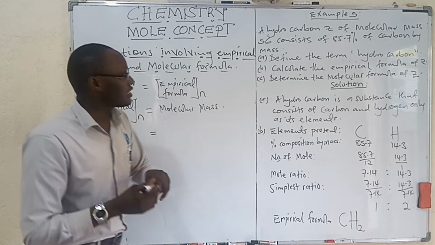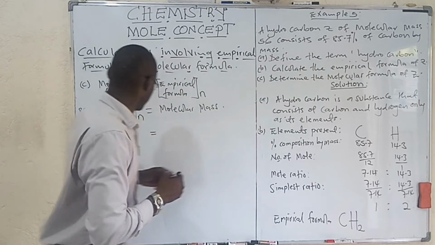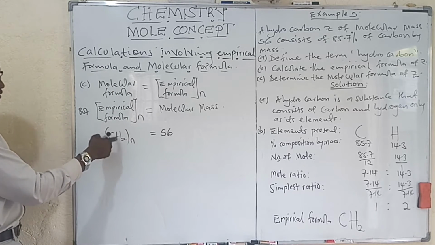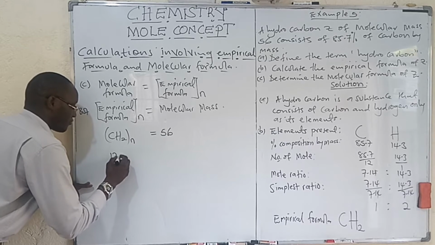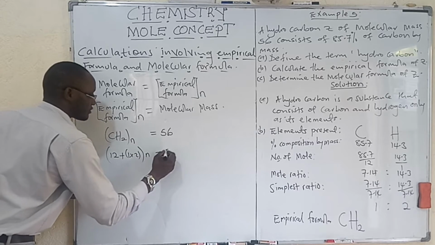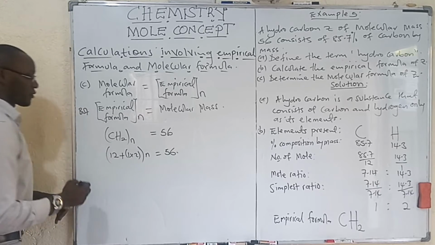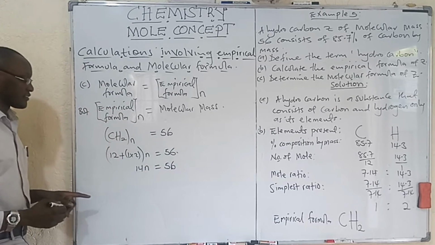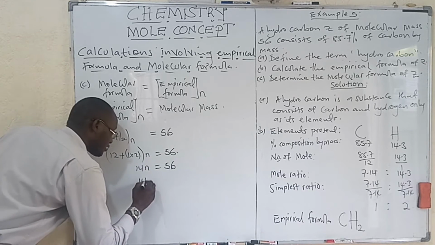But the molecular mass of Z was given. The examiner is talking about a molecular mass of 56. So we bring it here, 56. Then we get the formula mass of this: 12 plus 1 times 2, then the whole of it into n is equal to 56. When we add, 12 and 2, we get 14n. So 14n is equal to 56. We shall divide it through by 14, and then we shall have this.